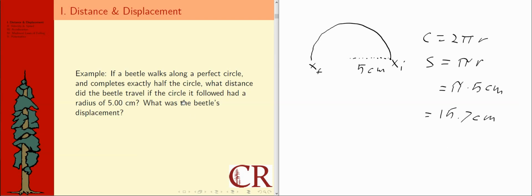But then it also asks what was the beetle's displacement. To keep things simple, I'm going to box this as my answer to the first question, and put a little 1 here. But for the second question, what was the beetle's displacement? Well, that's final minus initial, or really just the straight line distance between final and initial.